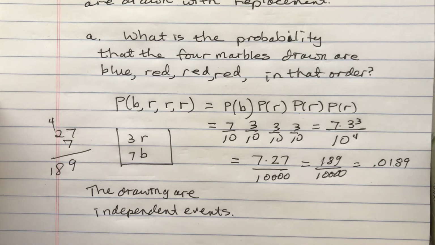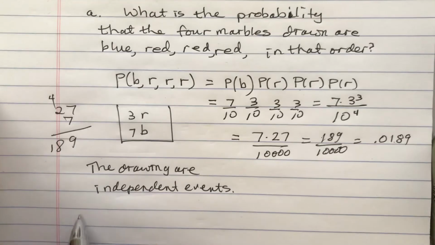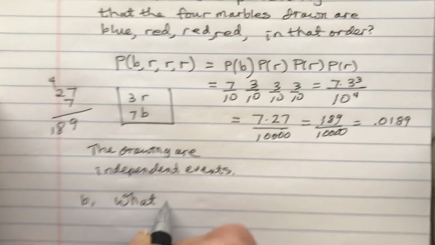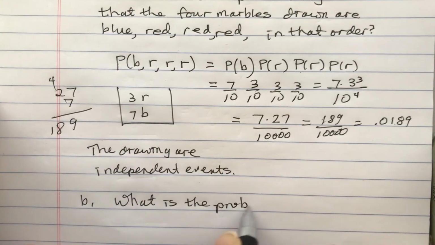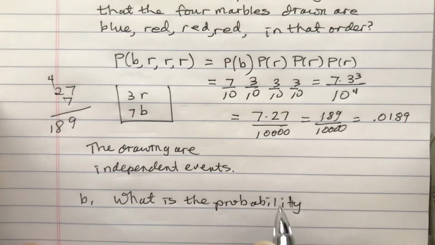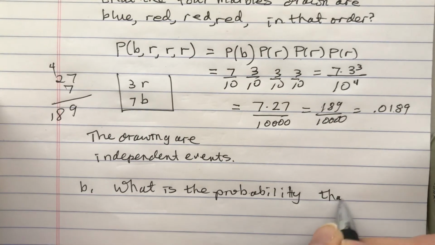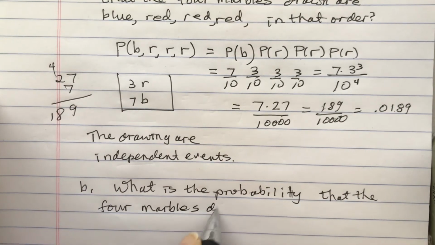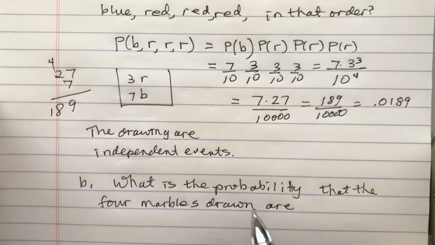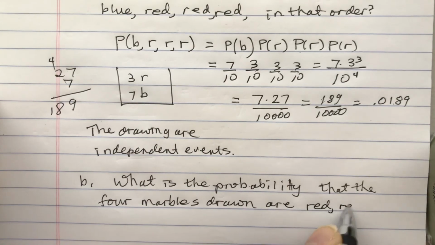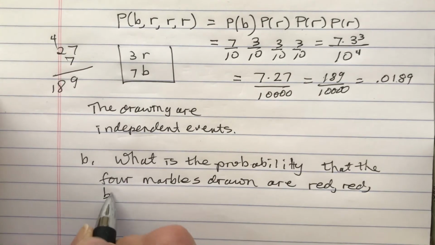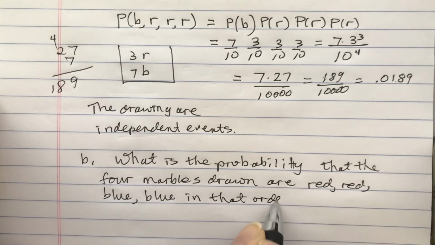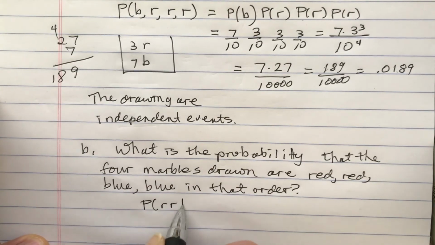And so let's do part B. Part B is: what is the probability that the 4 marbles drawn are red, red, blue, blue, in that order? So you're looking at the probability of red, red, blue, blue.